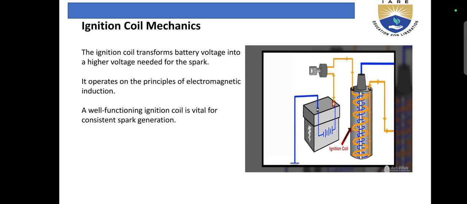Here, the ignition coil connects to the battery's negative and positive terminals. The positive is connected to the ignition switch and the negative is connected to the ground. The coil transforms the battery's voltage into a higher voltage needed for the spark. This coil is vital for generating high voltage sparks.